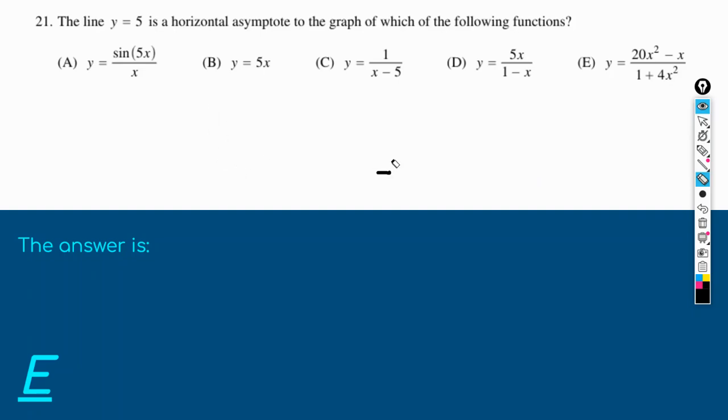However, if the coefficients are the same, its growth rate is determined by the coefficients. So for this one up here, x squared will grow at the same rate, but 20x squared will go quicker than 4x squared. So the difference will be that division, 20 over 4, which equals 5. And that is your limit to infinity.